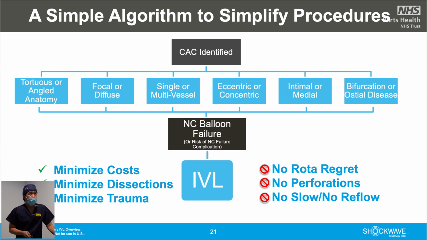And this is just an algorithm that they made. So before, for you to use an IVL, you have to use an NC balloon first, and if there's a failure, you go through the IVL. So now, using an IVUS, if you can see it's circumferential, the calcified area, just go straight to IVL.